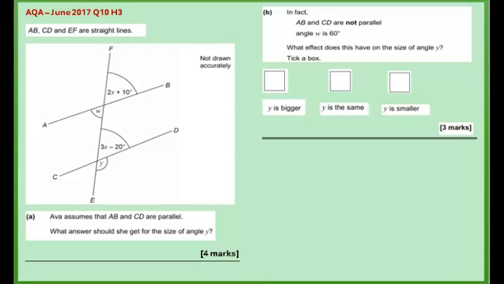We have now a problem from June 2017. It is question 10, paper 3, AQA specification. It is a geometry problem made of two parts. The first part is 4 marks, the second 3 marks.